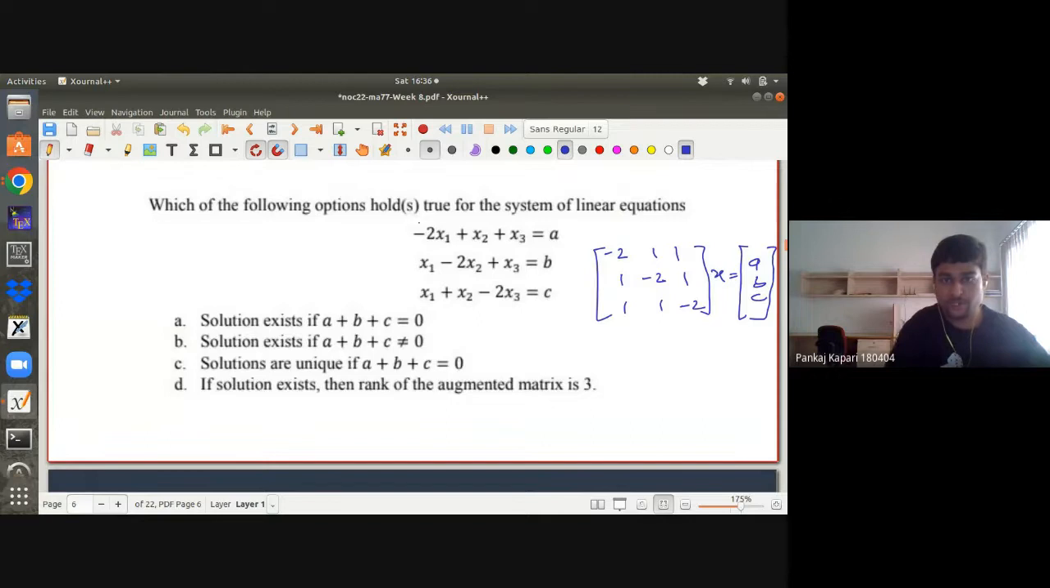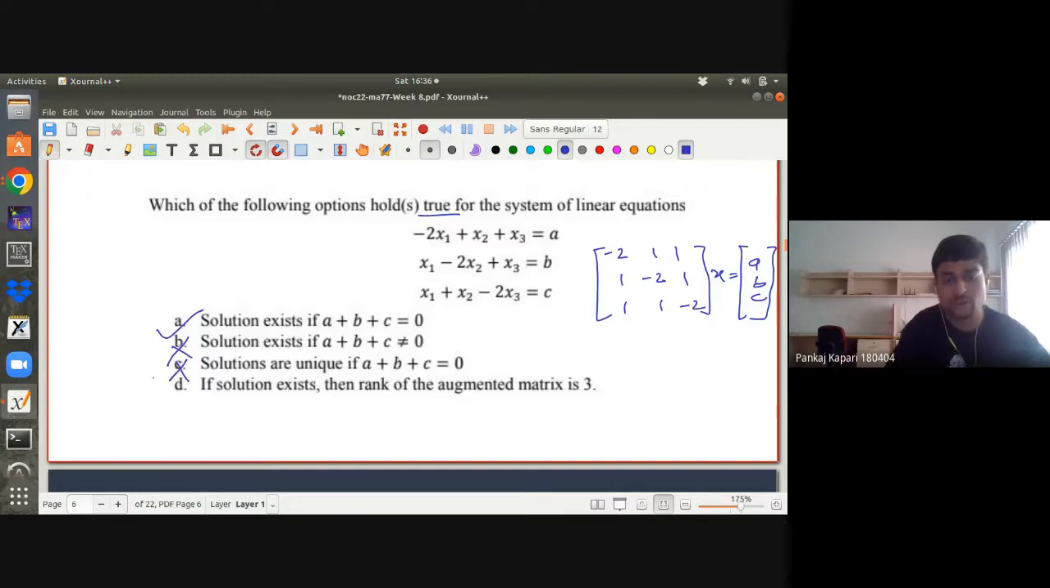So we have to see which of the following options are true. Note that a solution exists if a plus b plus c is 0. So this is true, because in this case a solution will exist. This is false, because in this case there are no solutions. And you can see that solutions are not unique.